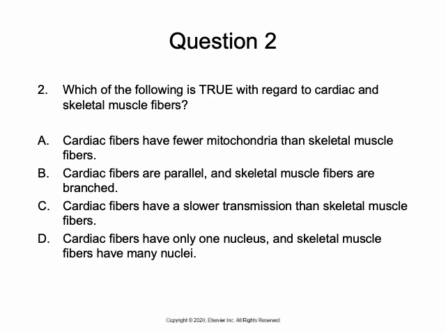Here is another opportunity to test your knowledge. Which of the following is true regarding the cardiac and skeletal muscle fibers? A. Cardiac fibers have fewer mitochondria than skeletal muscle fibers. B. Cardiac fibers are parallel and skeletal muscles are branched. C. Cardiac fibers have a slower transmission than skeletal muscle fibers. Or D. Cardiac fibers only have one nucleus and skeletal muscle fibers have many nuclei. Now's an opportunity to stop and review your slides before answering.